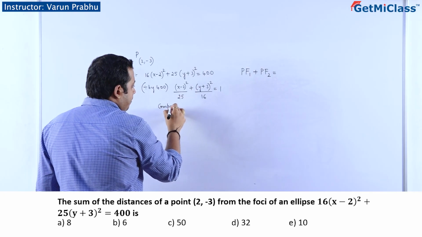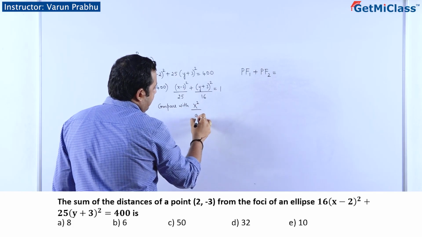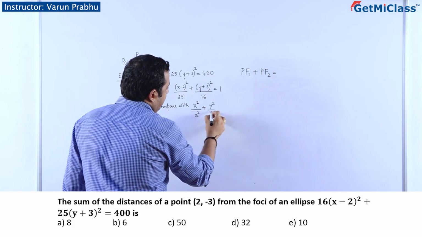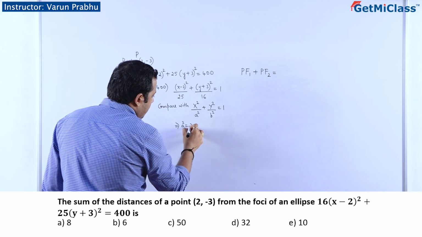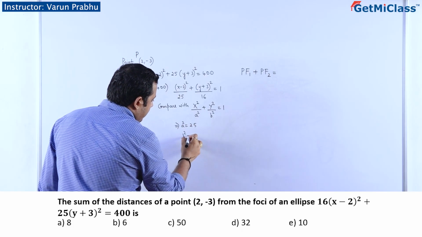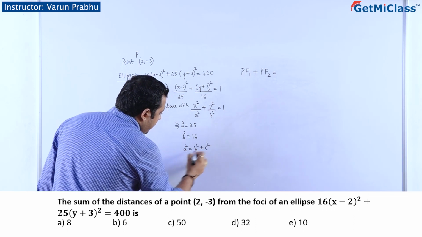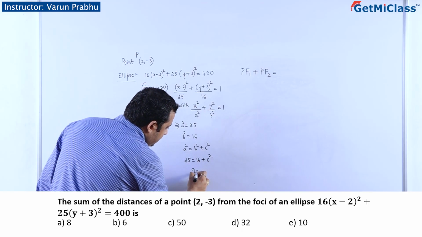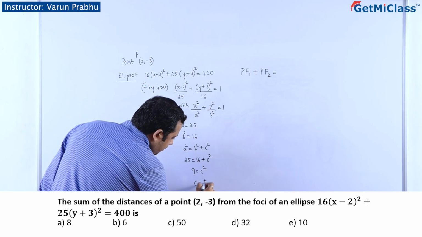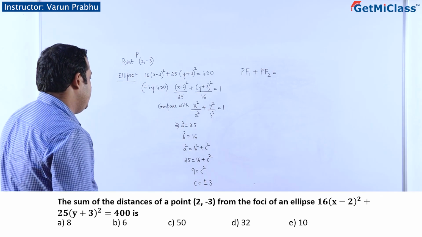Compare with x square divided by a square plus y square divided by b square is equal to 1. This implies a square is equal to 25, b square is equal to 16. a square is equal to b square plus c square, so 25 is equal to 16 plus c square, 9 is equal to c square, c is equal to plus or minus 3, correct? c is equal to plus or minus 3.